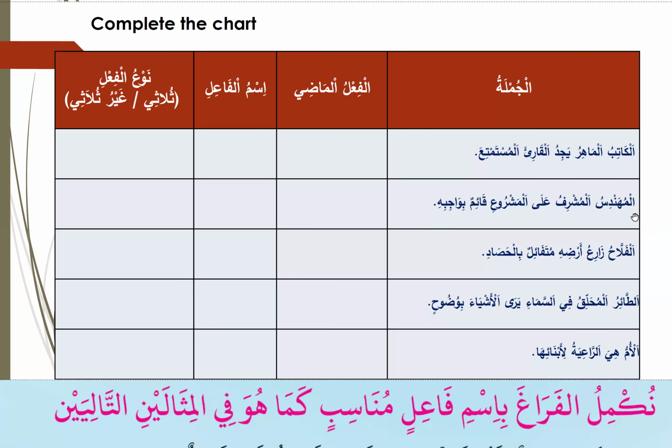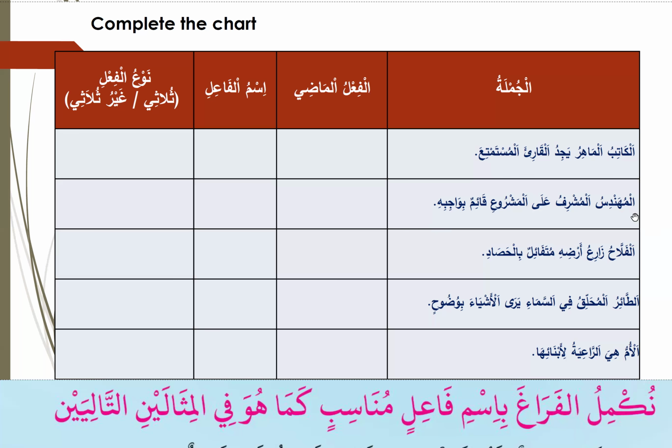Mutafa'il, this is from the verb tafa'ala yatafa'alu. The fi'al madi is tafa'ala. So ism fa'il is mutafa'il and is ghayru thulathi. الطائر المحلق في السماء يرى الأشياء بوضوح. The bird that is flying in the sky sees things clearly.